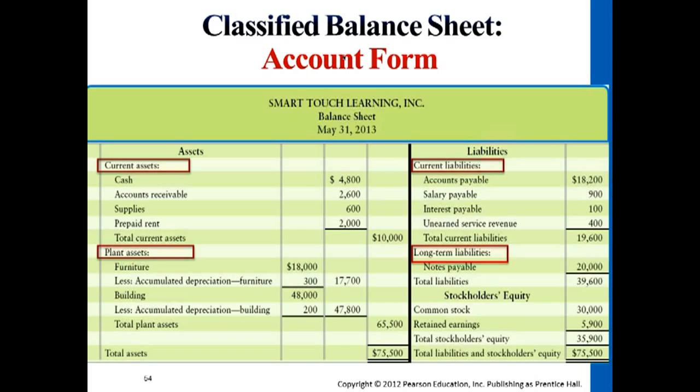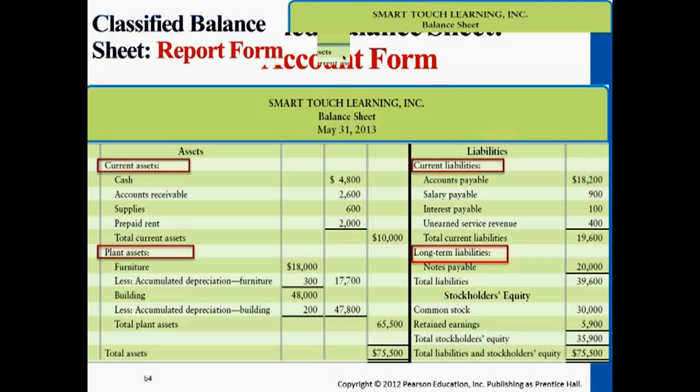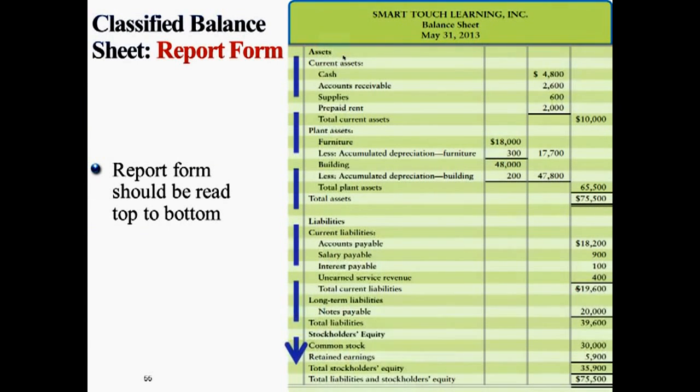This layout of the balance sheet is not the only one used in the business world. This is called the account form. Introductory financial accounting textbooks mostly use the account form because it mirrors the accounting equation: left is assets, right is liabilities and equity. There's also another format with exactly the same information, just in a top-to-bottom format. This is what we call the report form.